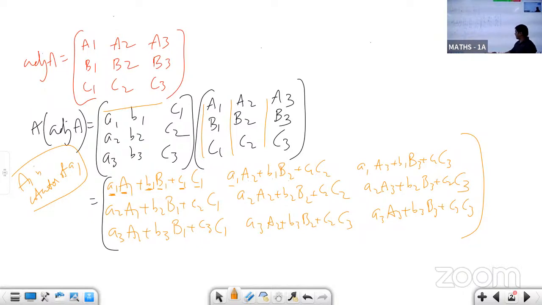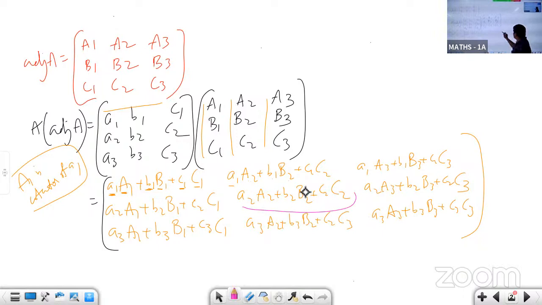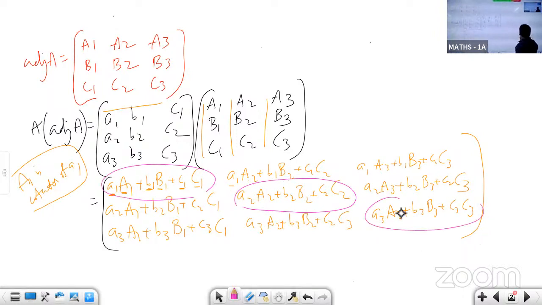But when it comes to here, what is happening? See this part, you observe it, this part and this part. An element is multiplied with its own cofactor. Small a2 is capital A2, right? Small b2, capital B2. An element is multiplied with its own cofactor. Whenever an element is multiplied with its own cofactor, what I will get is a determinant. Is it clear? So that only I wrote.